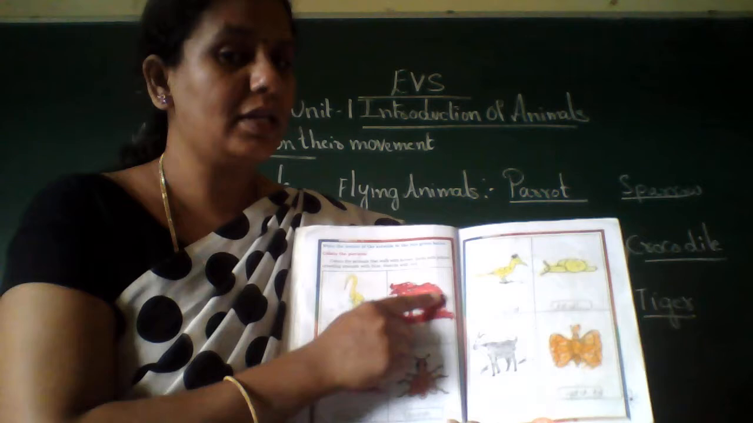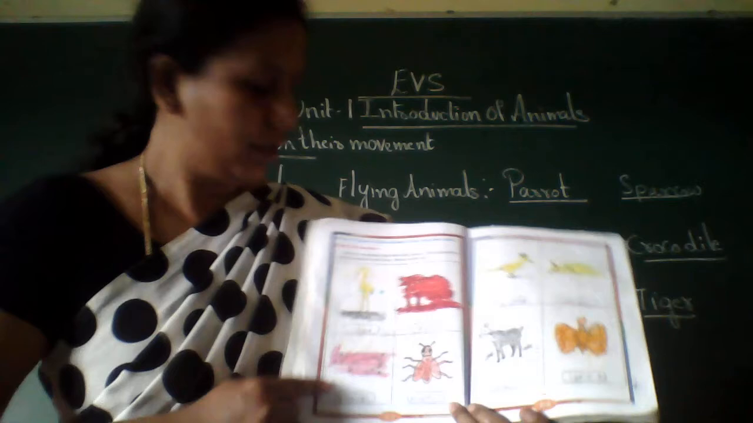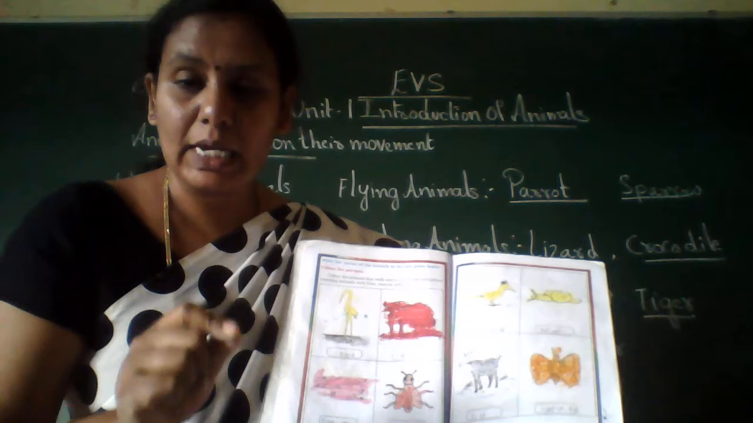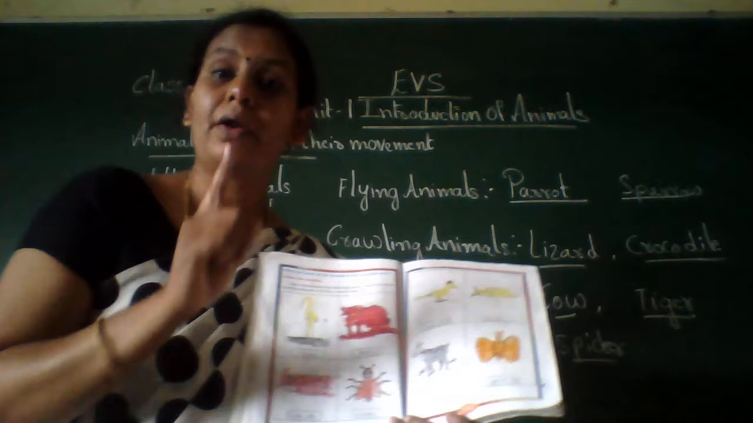Walking animal, brown. Then crawling animal, which is the crawling animal here? This, earthworm. For crawling animals you have to put blue color only. Birds, yellow. Walking animal, brown. And insects, red. Okay, so keep it in your mind.